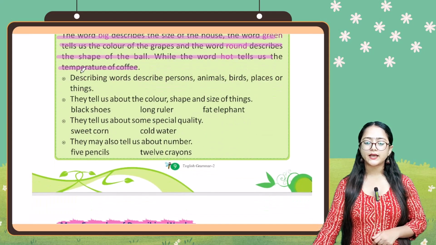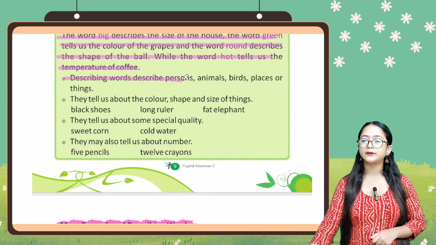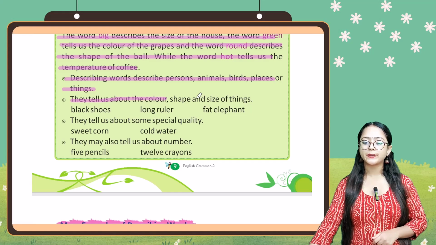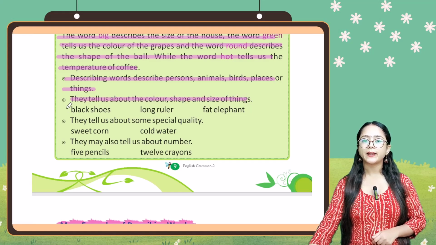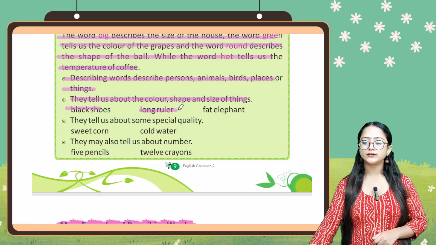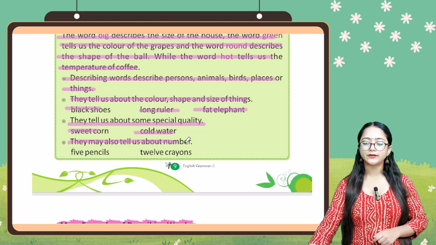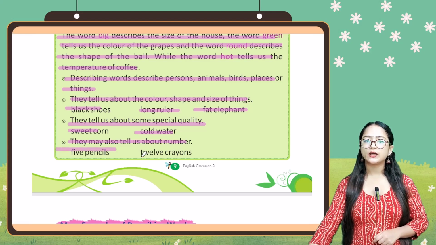Next, it is saying that describing words describe persons, animals, birds, places or things. They tell us about the color, shape and size of things, like black shoes, long ruler, fat elephant. They tell us about some special quality of that thing, like sweet corn, cold water. They may also tell us about the number, 5 pencils, 12 crayons.